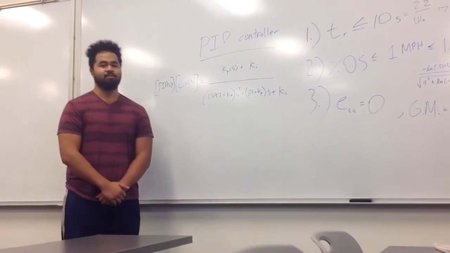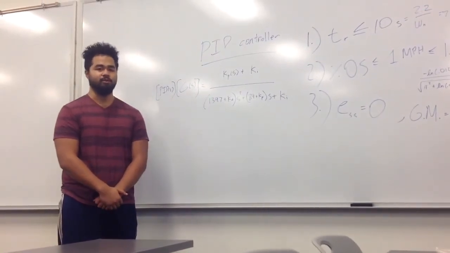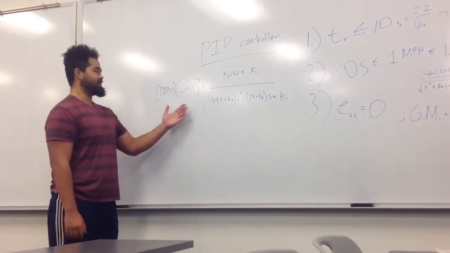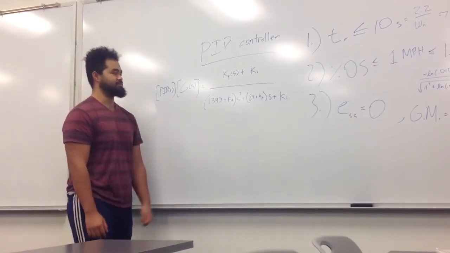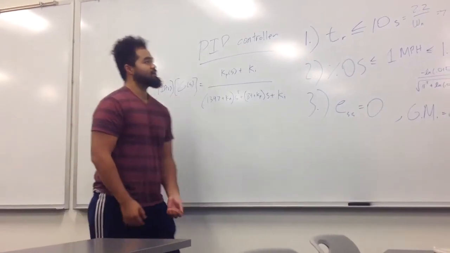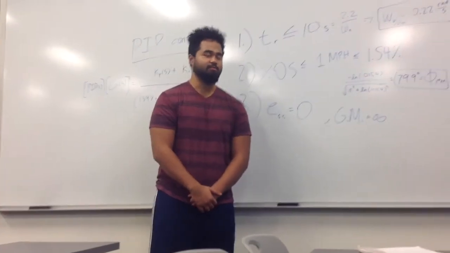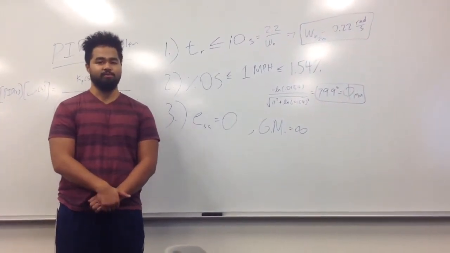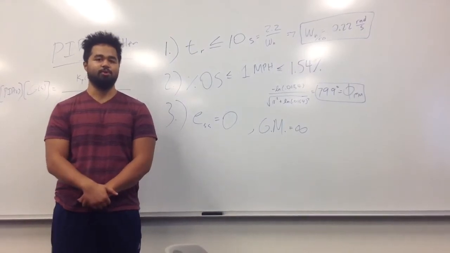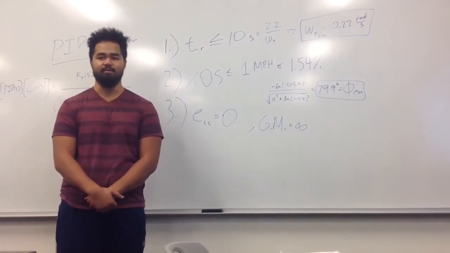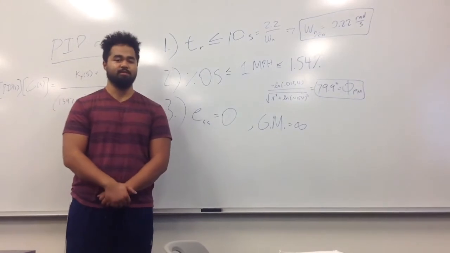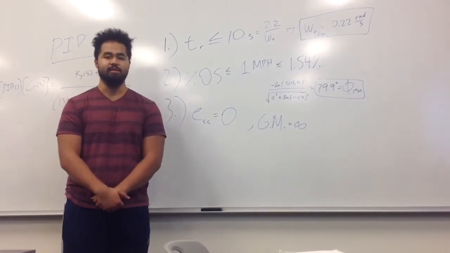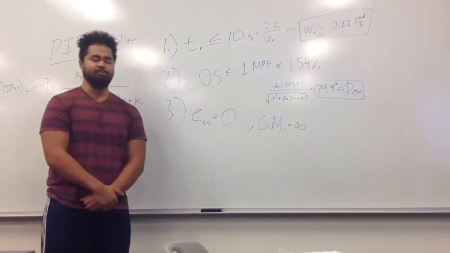Okay, so for our final design, we decided to go with the PID controller. Here is our PID controller integrated with our transfer function, given right here. As for the three criteria that we wanted to meet, we wanted a rise time of less than 10 seconds. We felt like this was reasonable since the 0 to 60 time is approximately 10 seconds. So going from 10% to 90% of our desired speed within 10 seconds seemed reasonable.